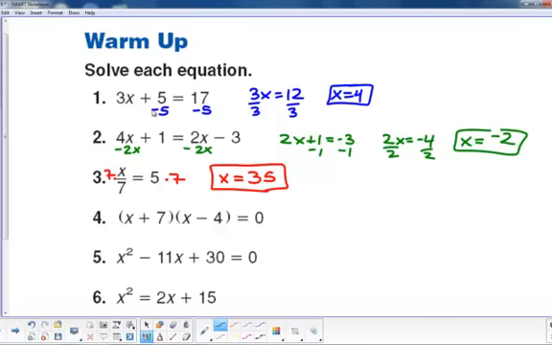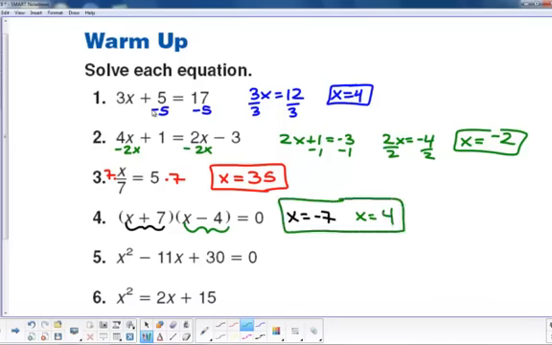On this one, our 2 zeros are what makes each individual parentheses 0. So one of our solutions is negative 7, and the other solution is right here. When does x minus 4 equal 0? That's when x equals 4. Anytime you have an x squared, you have 2 solutions.